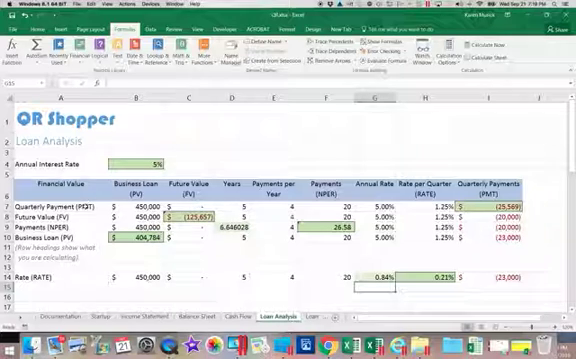Again, we've covered the payment function, the future value function, the number of periods, the present value, and the rate. I'm going to go ahead and save our work. And when you come back, if you view the next segment, we will be looking at a loan amortization schedule.